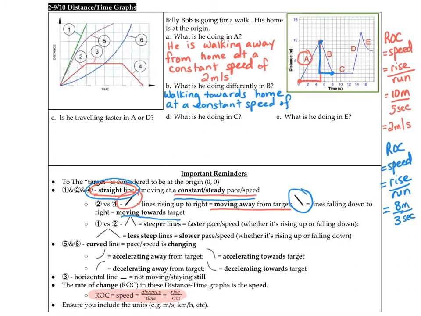And when you divide these, you get an approximate value of 2.7 meters per second. So he's walking towards home at a constant speed of approximately 2.7 meters per second.